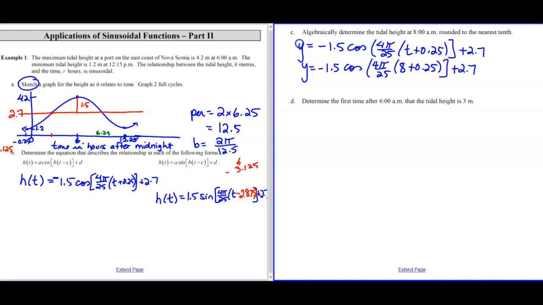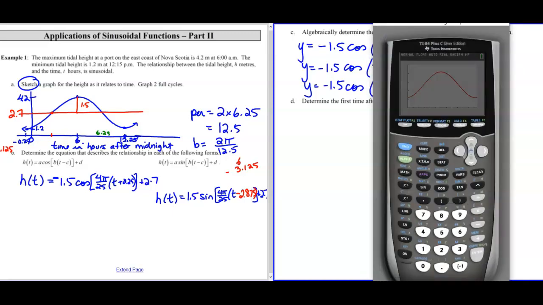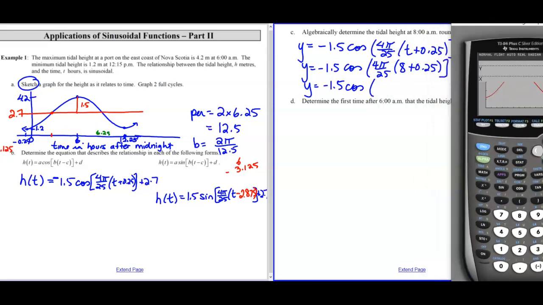Now, 8 plus 0.25 is 8.25. That as a fraction is what? 33 over 4. And this won't be a special angle, so I think we'll still need to use our calculator, right? So we can find the fraction form of that with the calculator helping us, right? So 8 plus 0.25, multiplied by just 4 over 25. Leave the pi out, right?